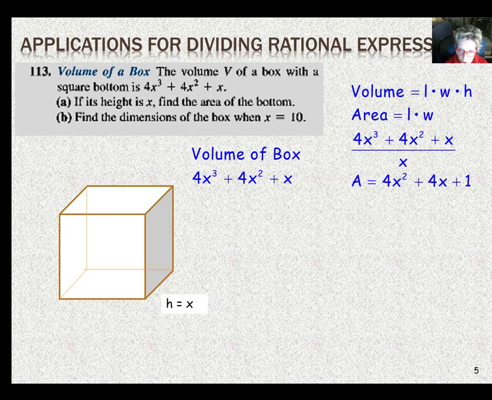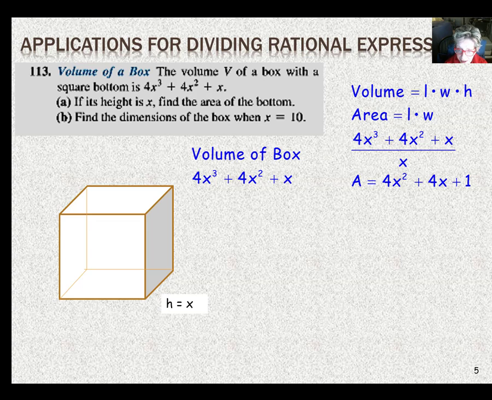So first we have to look at the formula of the volume. The formula of the volume is length times width times height. If the height is x, in order to get the area of the bottom, which is length times width, we have to take the expression in x of the volume of the box, which is 4x cubed plus 4x squared plus x, and divide by x.